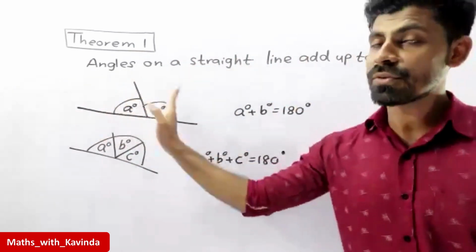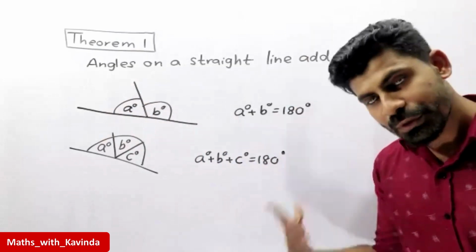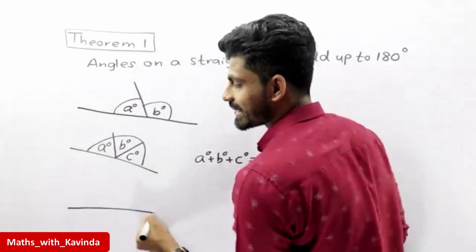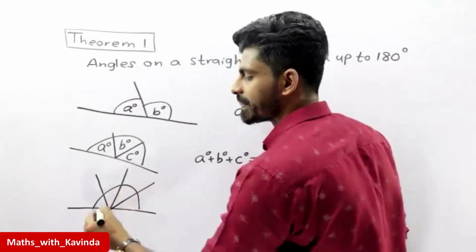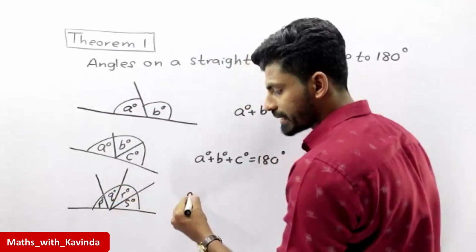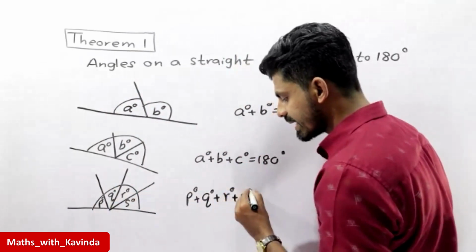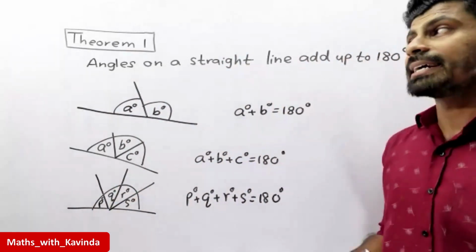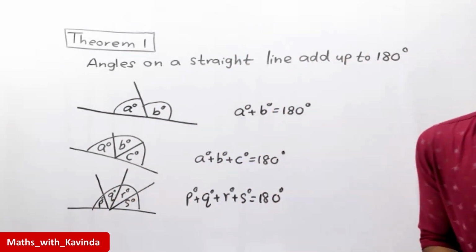The sum of all the angles adds up to 180. That is the first theorem. You know this one, right? Just think you have 4 angles together, P, Q, R, S. That means P plus Q plus R plus S equals 180. The reason is: angles on a straight line add up to 180.